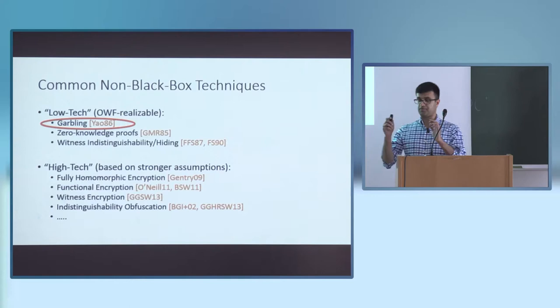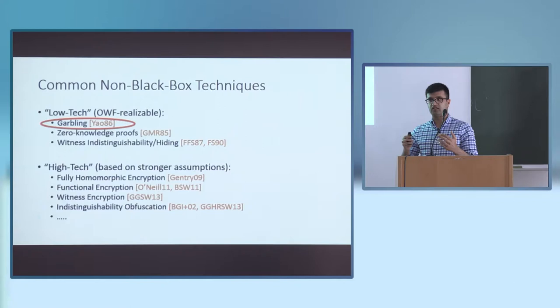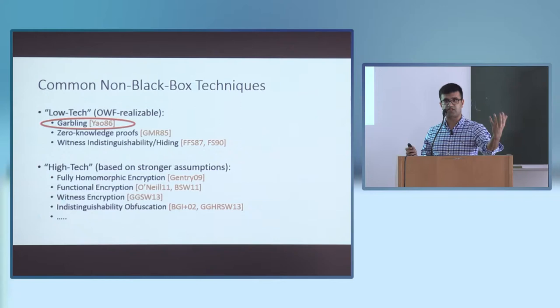Think about it this way. Suppose that you have a one-way function. You build a PRG out of the one-way function. And then you want to prove in a NISC way a property about the PRG. So at that point you need to work with the circuit description of the PRG. So it's a non-black box usage.